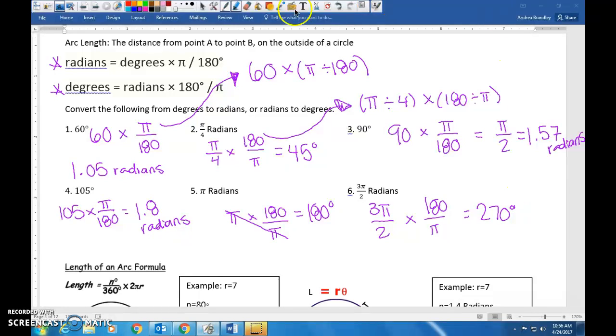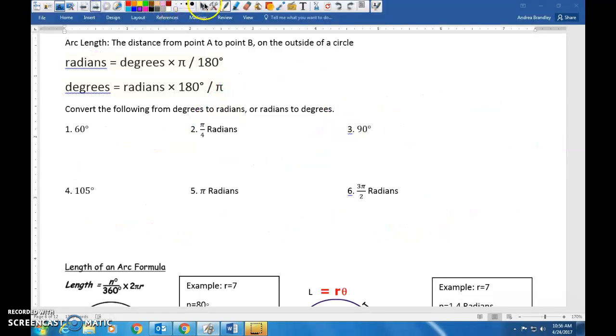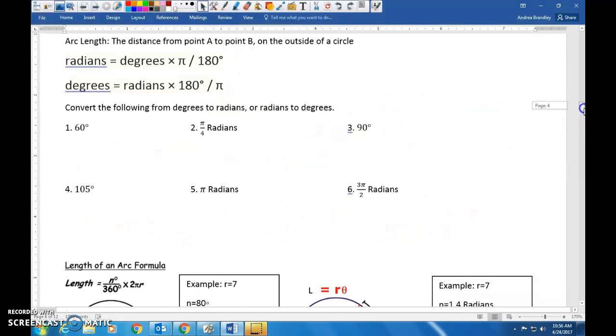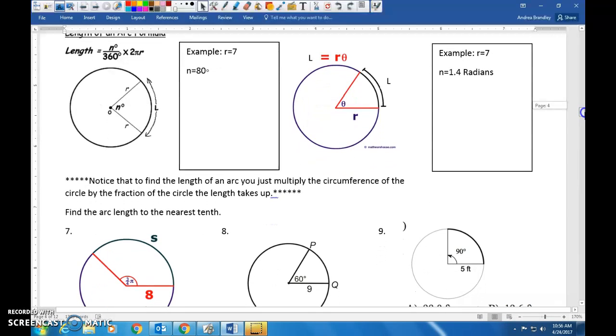Now I'm going to show you how to find arc length, which is the main discussion of this video, using both radians and degrees, whether you're given your angle in either measure. We have two formulas down here for the length of an arc.